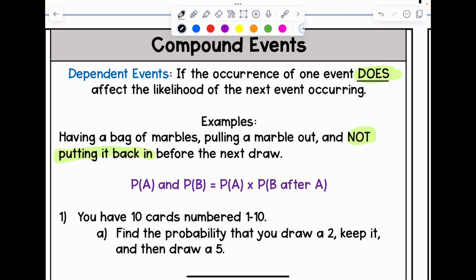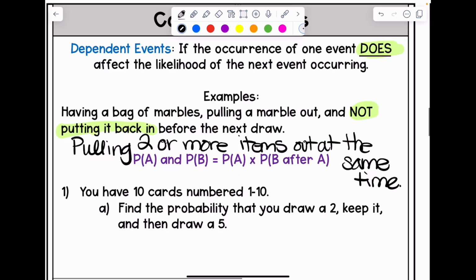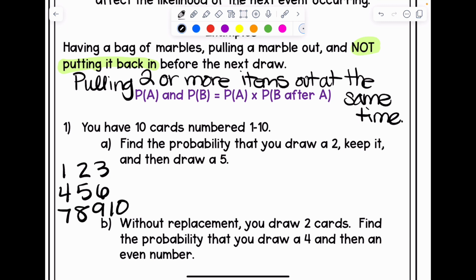Another example of this would be pulling two or more items out at the same time. So if we think of those 10 cards, numbered 1 through 10 again. All right, there's my 10 cards.